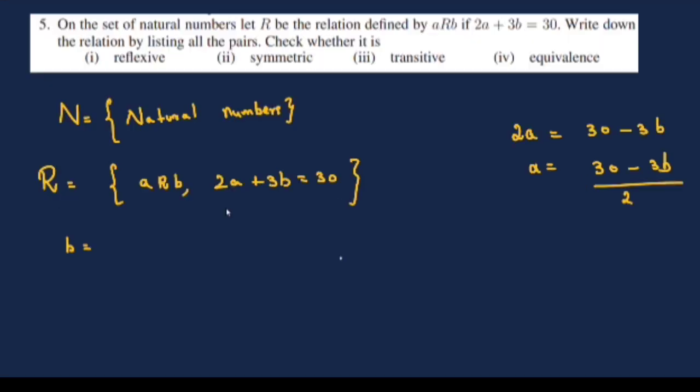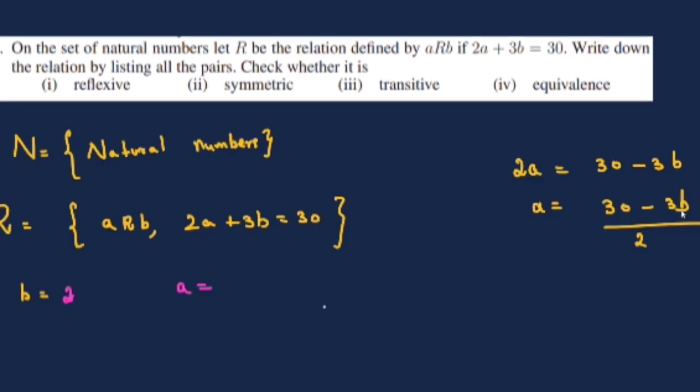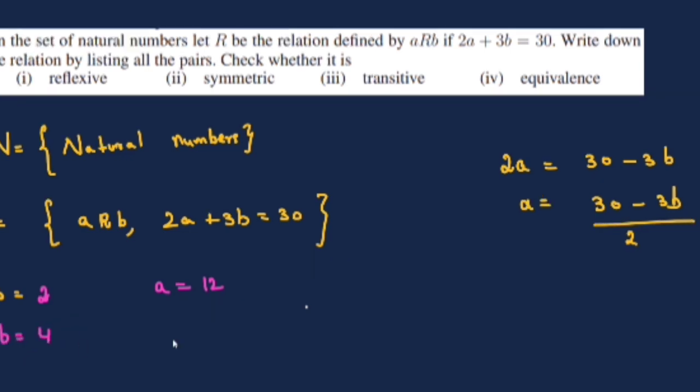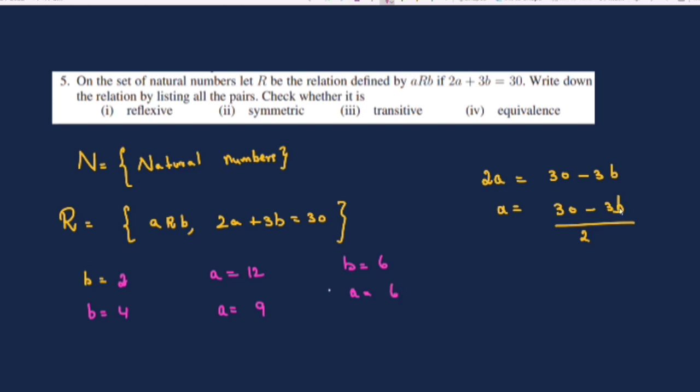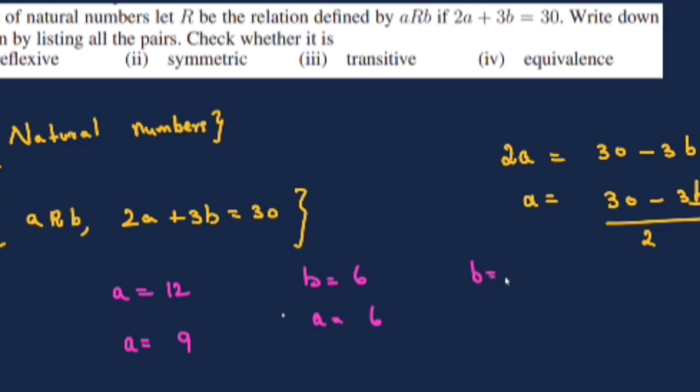So let us give values for B. Start with 1, we can't give. So start with B as 2. Put B as 2. What is A? 30 minus 6, that is 24, by 2, 12. Okay. Now take B as the next even number, that is 4. A is 9. Okay. Now give B as 6. You get 3 into 6, 18. 30 minus 18 is 12, by 2, 6. Okay, fine.